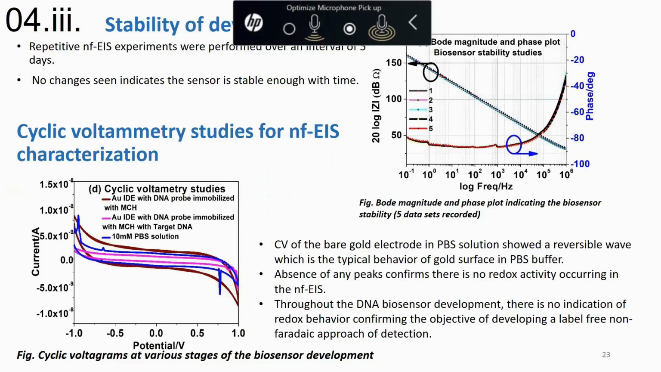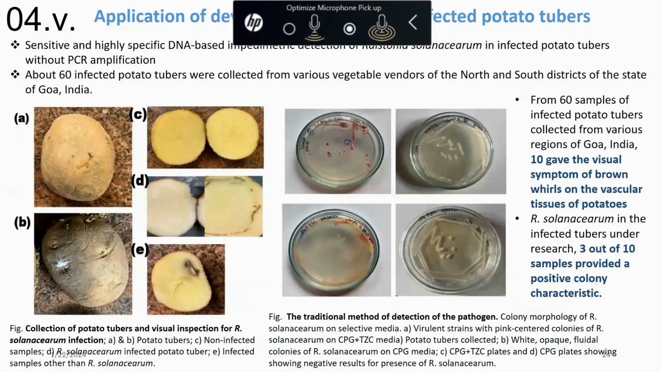Stability studies were another factor which was carried out. Cyclic voltammetry was carried out to make sure that all of this is happening in a non-redox fashion. There is no redox ion, so you will not see any redox peaks in your CV.